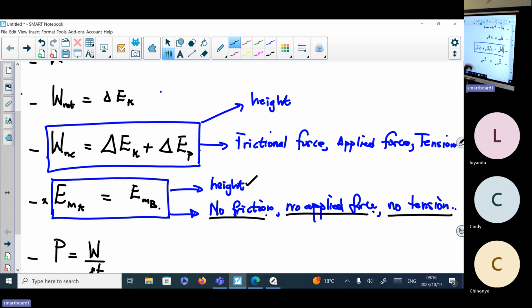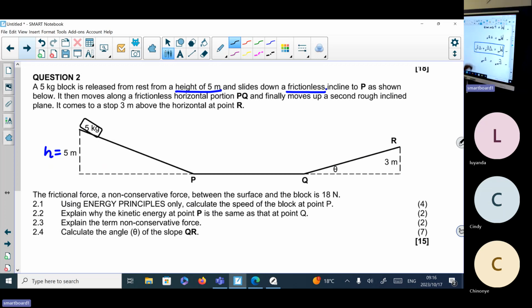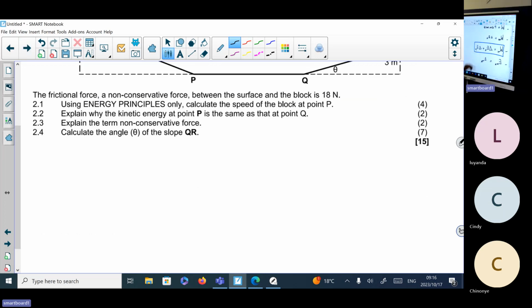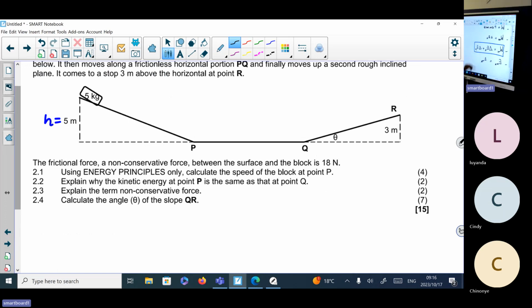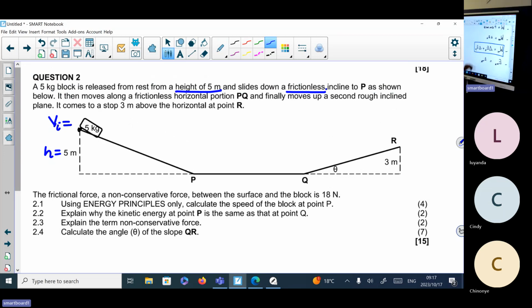Therefore, for that particular portion of the track, mechanical energy is going to be conserved. I don't know if you guys are still with me there. So notice that we do not have the frictional force from when the object starts at this point, and also the velocity of the object at this point. It's been released from rest. Remember, released from rest. So the velocity at that particular point is zero, and the initial height is 5 meters. So it is going to slide down until it reaches point P.